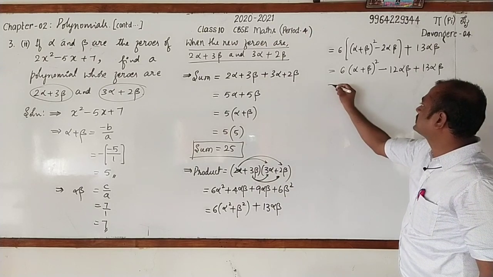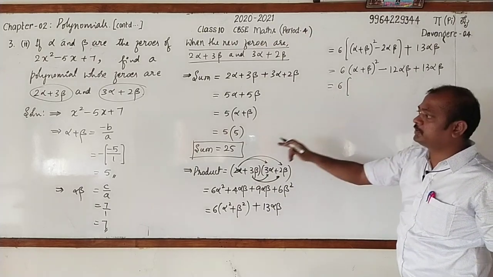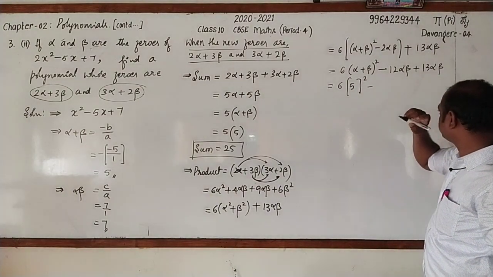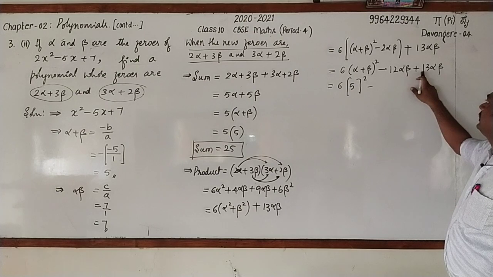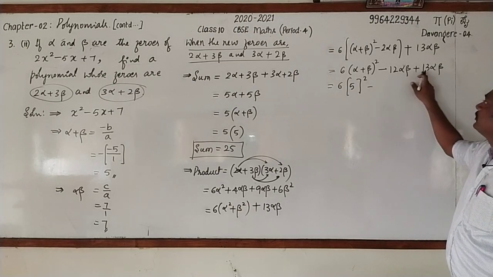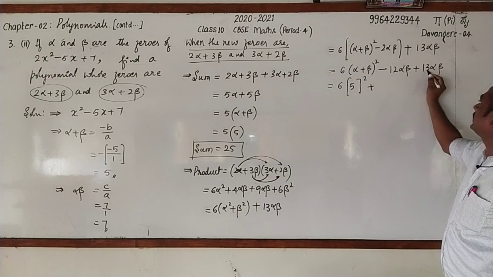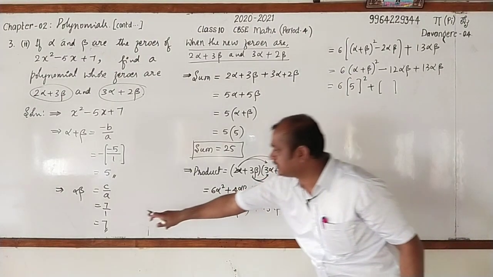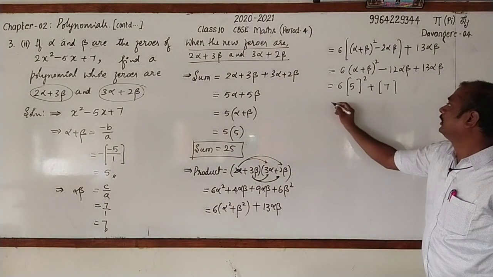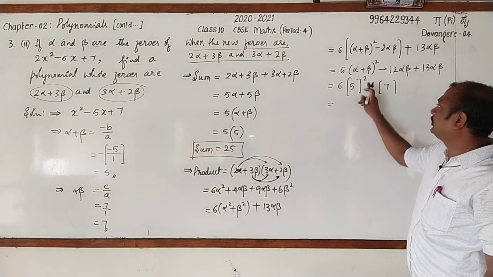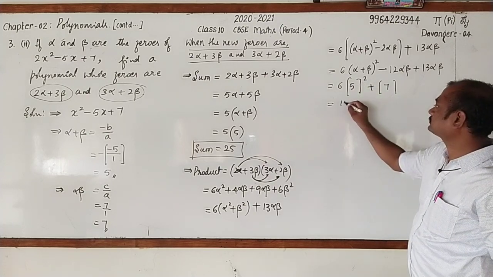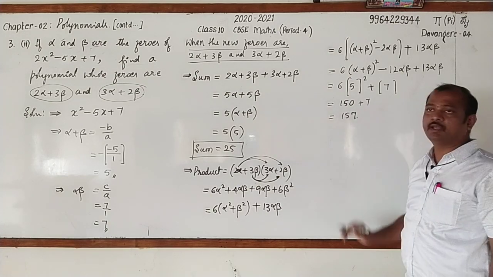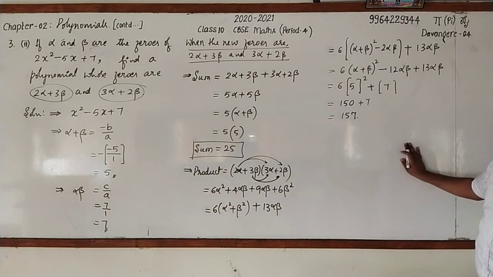Clear? This is equal to 6 into, what is alpha plus beta? It is 5. 5 whole square minus 12 alpha beta plus 13 alpha beta. It is 1 alpha beta, so the greater number is 13, its sign is plus. So 1 alpha beta is nothing but 7. It is equal to, what is 5 square? 25. 25 6s are 150 plus 7. It is 157. Hope that you have understood.